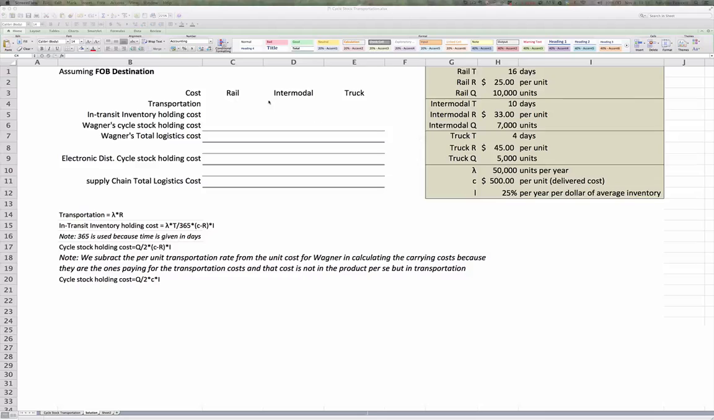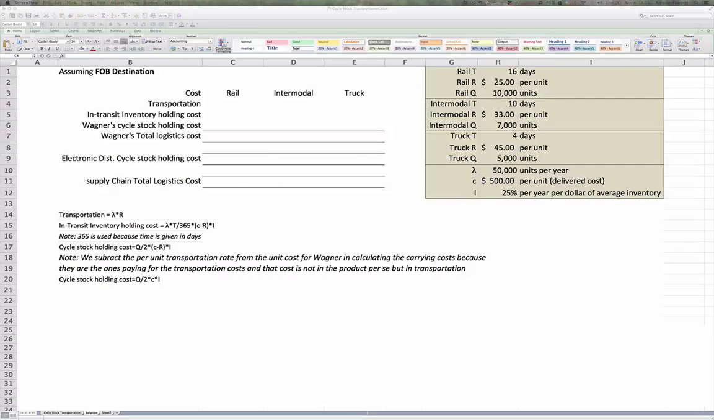Specifically, Wagner could either use rail and intermodal transportation system or trucks to ship all these electronics components to an electronic distributor. Now, what I want to show you here is how this decision will be impacted not only by transportation costs consideration, but also by inventory holding cost consideration at both Wagner's and electronic distributors.